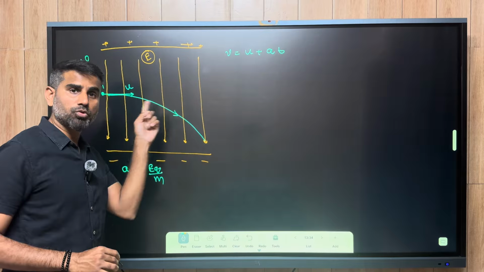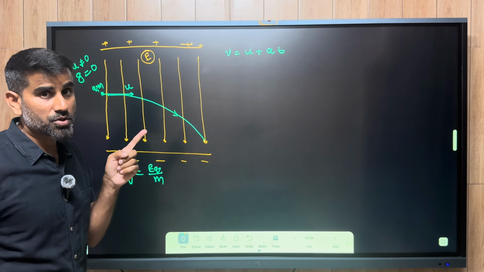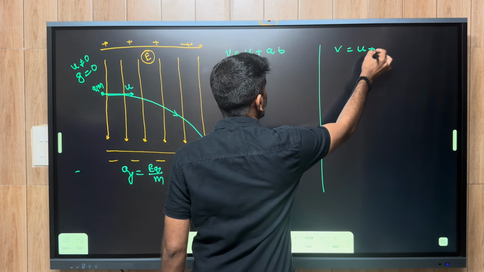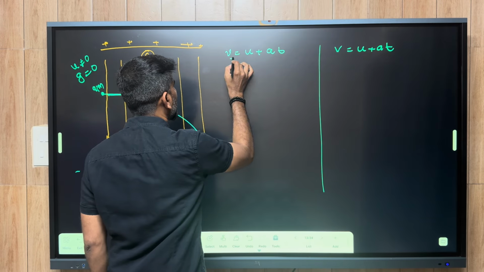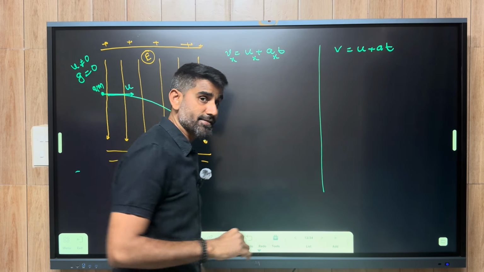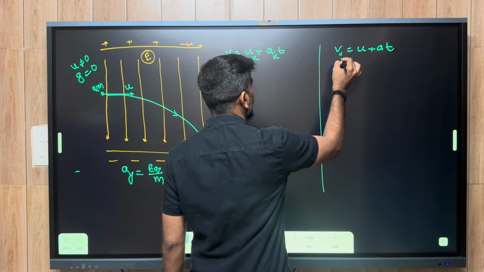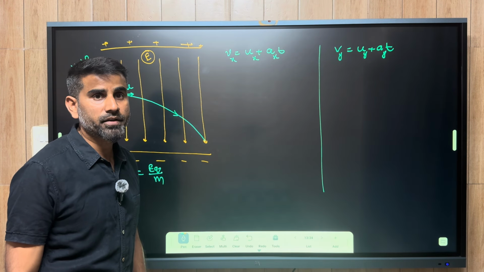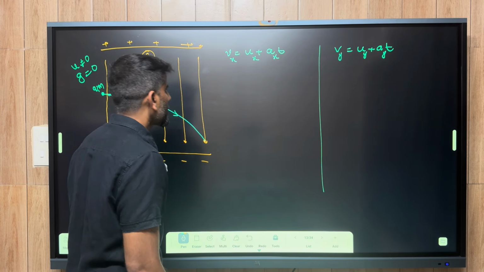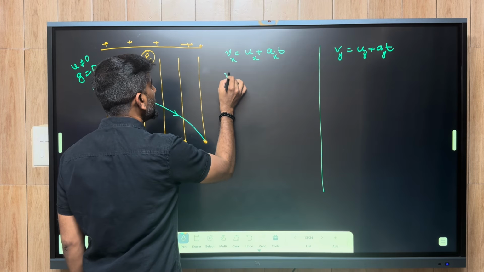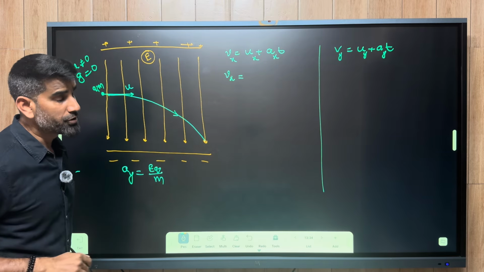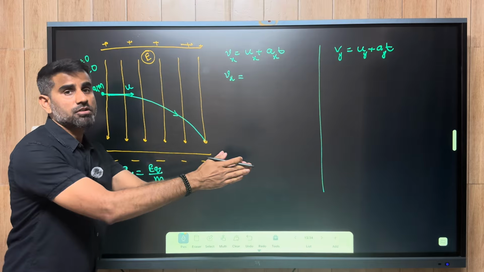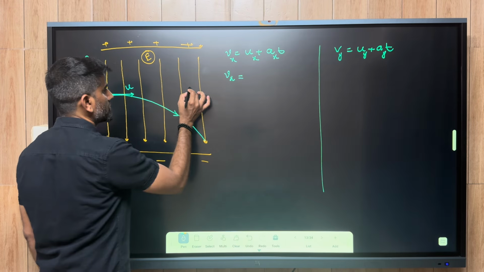As the motion is confined to both the x-axis and y-axis, I am going to write the equations separately. So v is equal to u plus at, this is for x, along the x-axis, and this is for y. Now Vx, I have already told you, I have projected the charged particle along the horizontal direction.